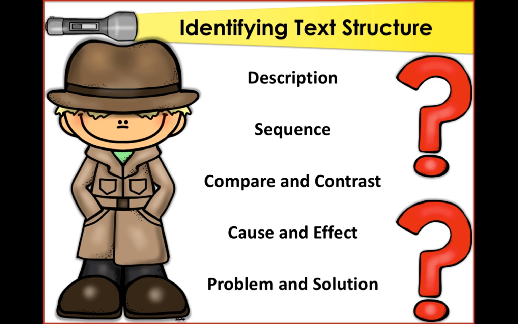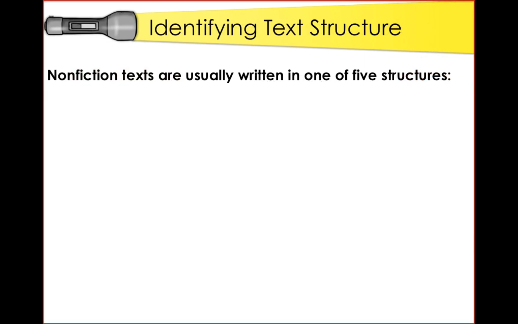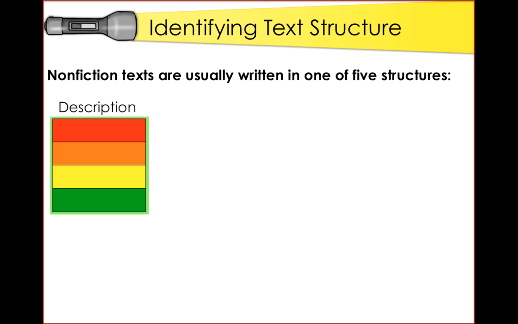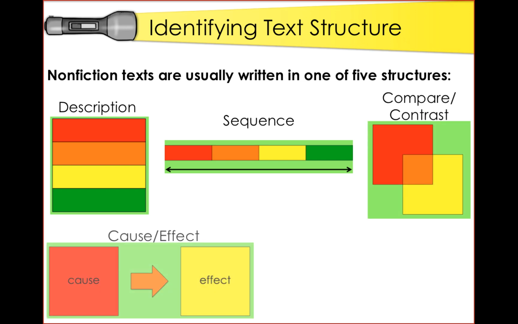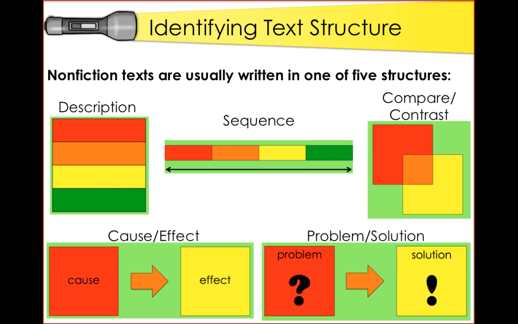There's description, sequence, compare and contrast, cause and effect, and problem and solution. Those are the 5 different types of text structure. Today we're going to be focusing on sequence, this week and next week. So non-fiction texts, those are texts that give you actual facts, information. Those are usually written in one of the 5 text structures. It's either description, sequence, compare and contrast, cause and effect, or problem and solution.